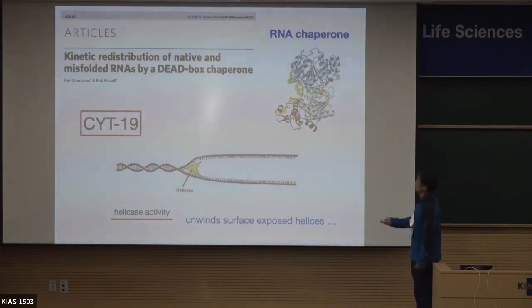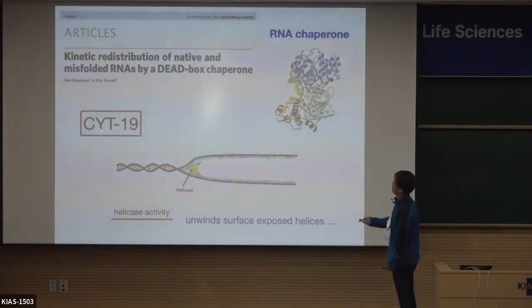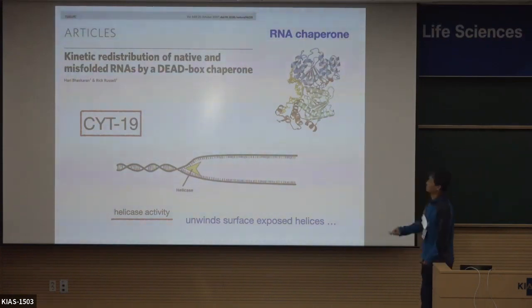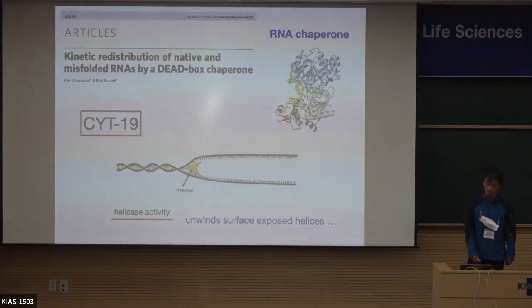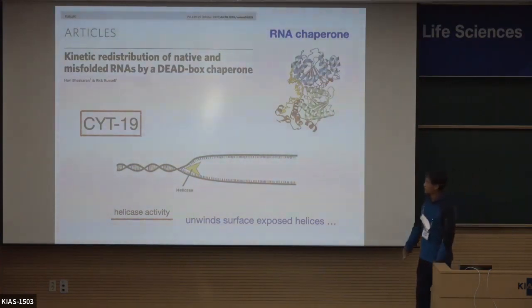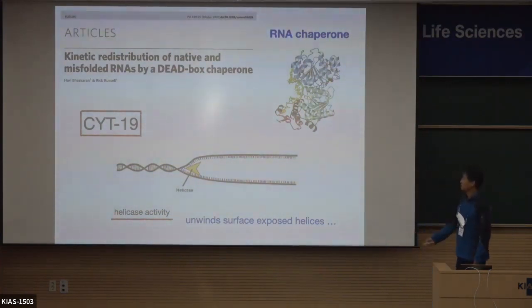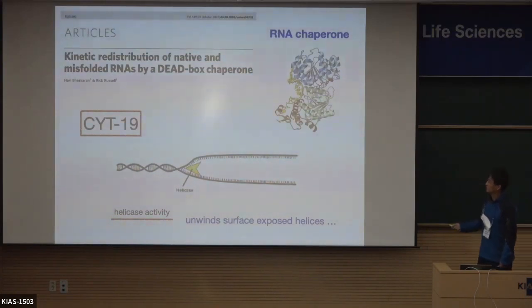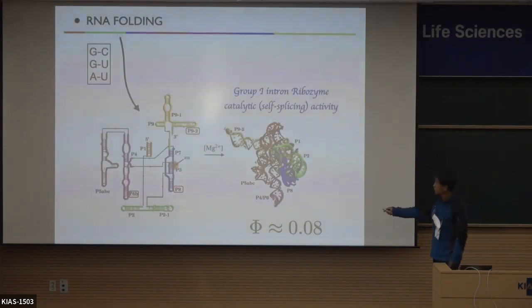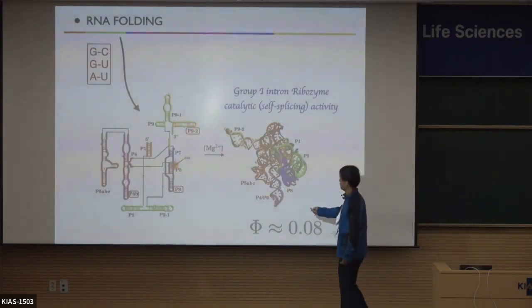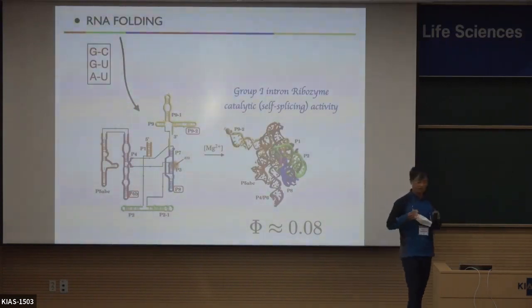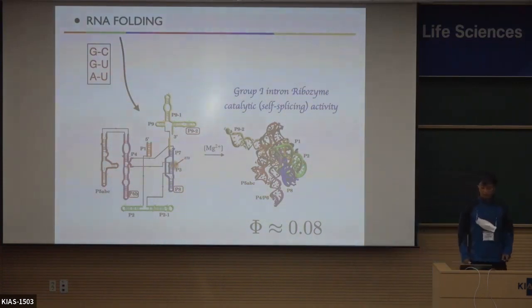This RNA chaperone is called Cyt-19. It's one of the best studied RNA chaperones. It was discovered in the early 2000s, and it showed helicase activity. It unwinds surface-exposed helices. So whenever some helices are exposed to the surface, it recognizes these surface-exposed helices and unwinds them into single-stranded RNA. Okay, this is what happens.